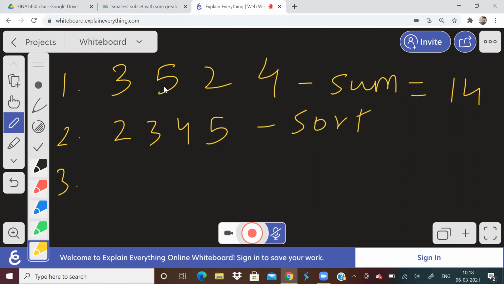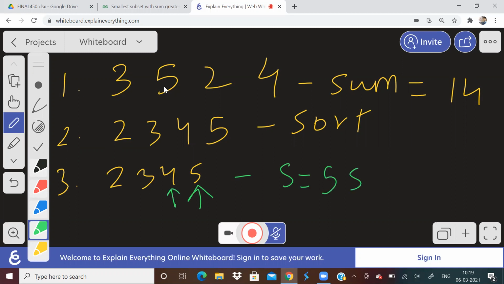Now the third step, traverse from the end and take the sum. When I traverse from the end, I am at this point, and let us say my sum S is equal to 5. When I come over here, my sum S will change to 9. Now you see the sum of these two elements is 9. But can you tell me what is the sum of the remaining elements? It will be 14 minus 9, which is equal to 5.